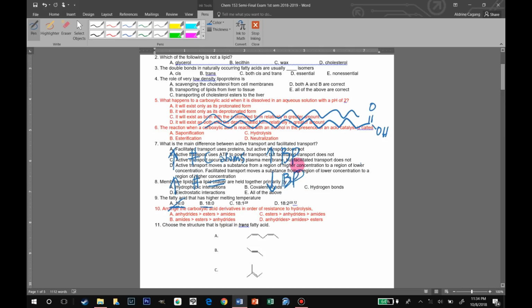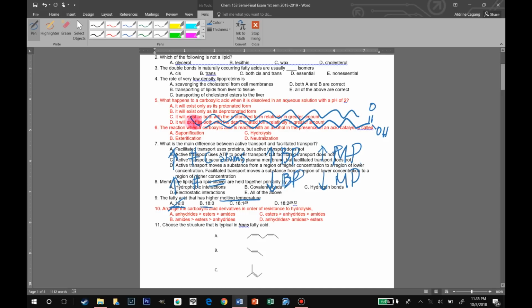So therefore, the highest melting temperature here, or actually the property in question is melting temperature, but that is actually correlated with the boiling point. If you have a higher boiling point, that's also going to mean you have a higher melting point. And the same goes with a lower boiling point, lower melting point. So here you have letter B with 0 double bonds. It's going to have the highest melting point.